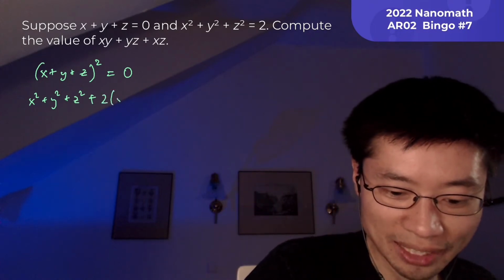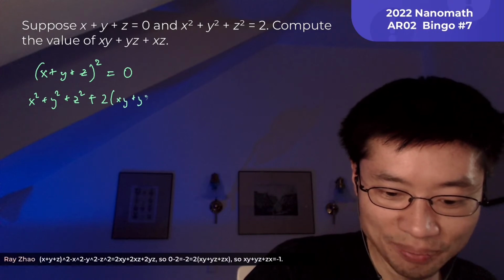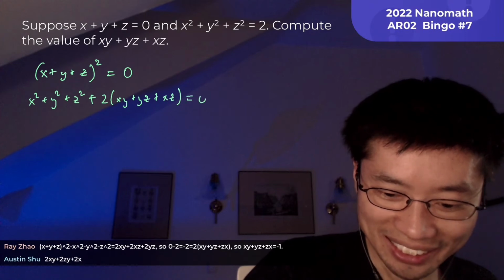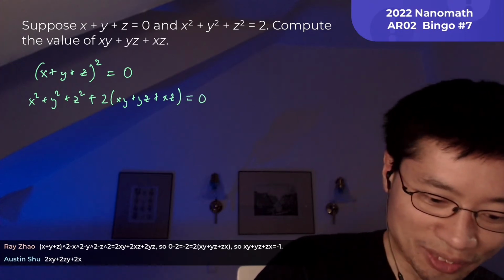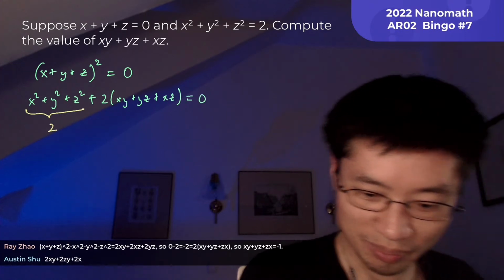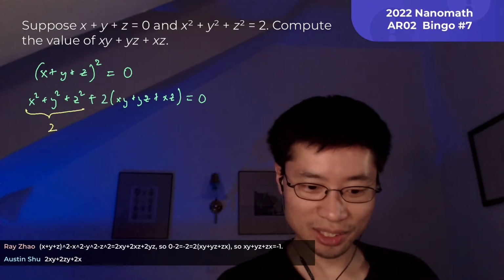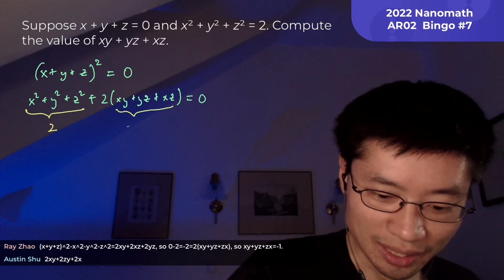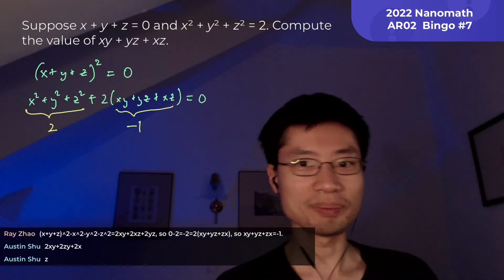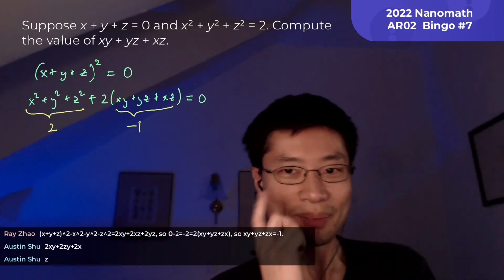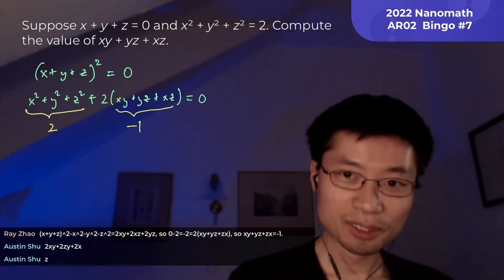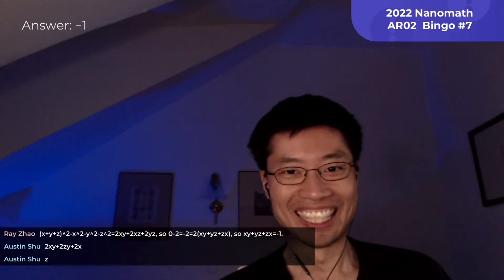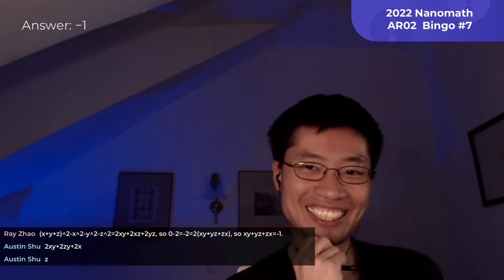It's 2 times xy plus yz plus xz. Hooray, that's what I want. So now let's just go and look at what I've got. So I've got here a 2. Oh, so if I want 2 plus 2 times something equals 0, then this something here, I think that's minus 1. I'm going to guess the answer is minus 1. Yay! Okay, I got the easiest question. All right, on to you guys.